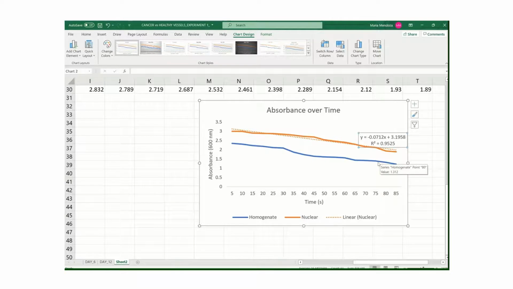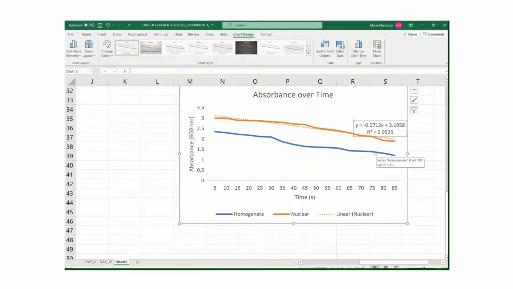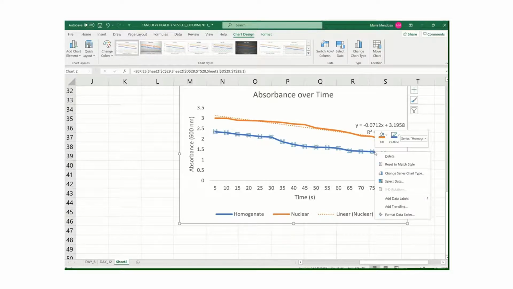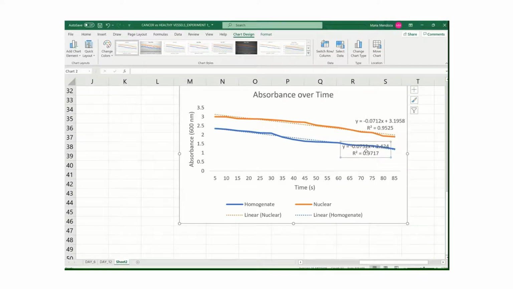So again, I'm going to do it in the blue now, just as a second example. You click on your line, and then you right click on your line, and then you say add trend line. Okay, and this window just pops open, and down at the bottom, we're going to click display R squared value on chart and display equation on chart. Then we're going to exit out of there, and then here we go.